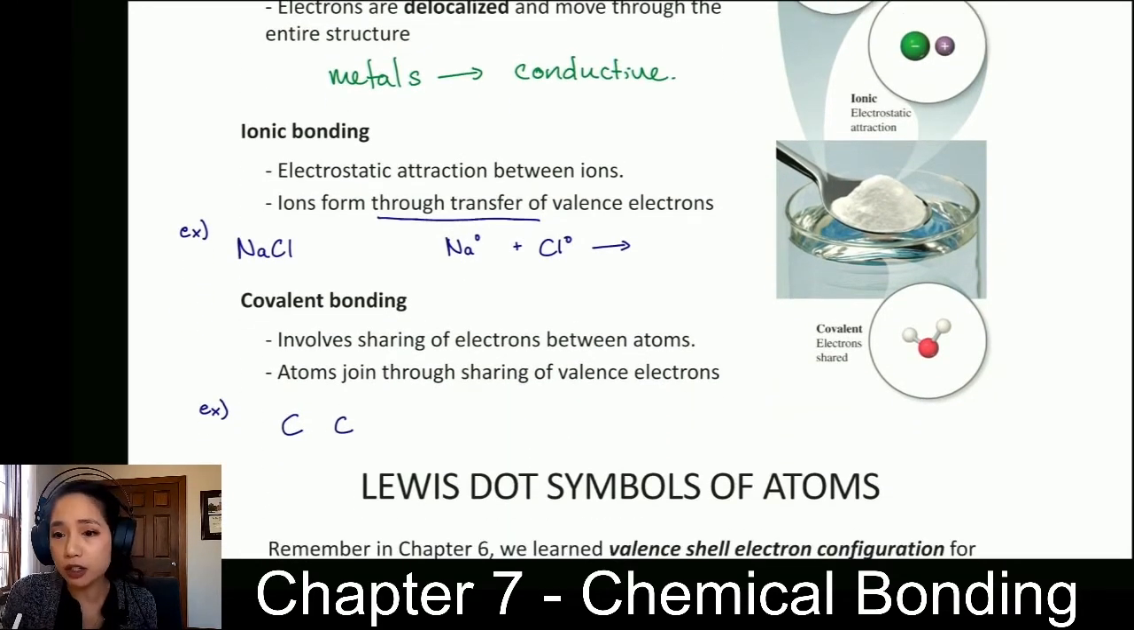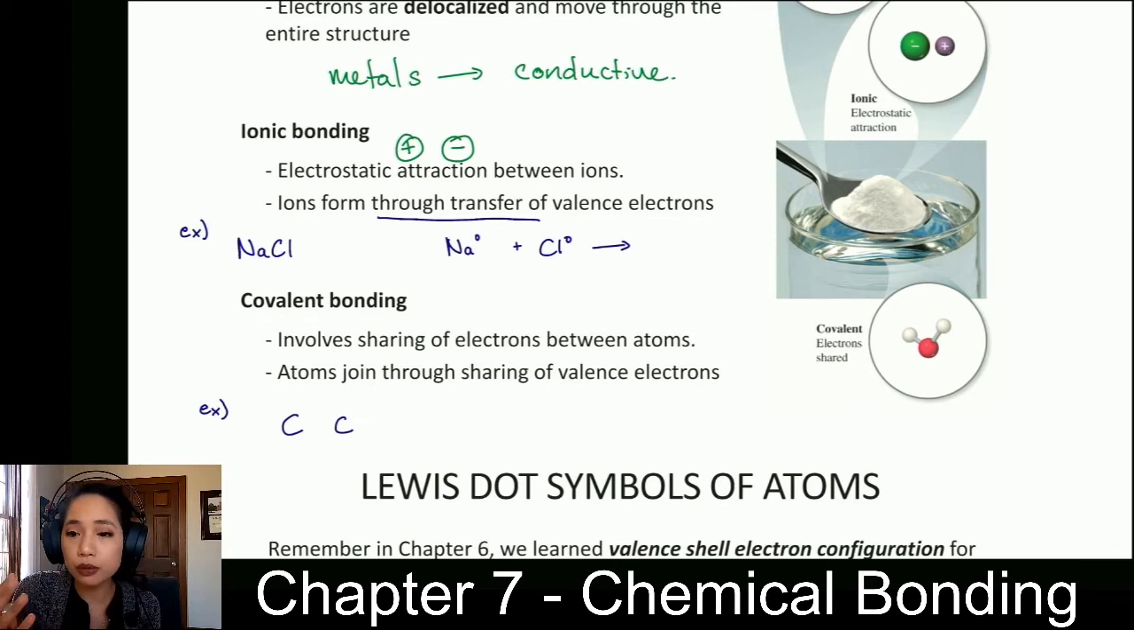The other two bonding descriptions that we've already talked about: ionic bonding versus covalent bonding. Ionic bonding is formed through electrostatic interactions between ions, electrostatic meaning charges. So we have positively charged cations attracted to negatively charged anions, and then they pack together into a network structure. And those ions are formed through the transfer of valence electrons of those neutral atoms that are a part of that structure.